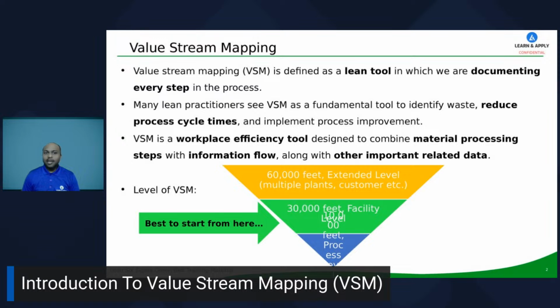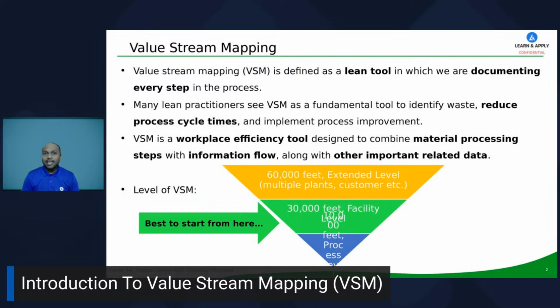Value stream mapping is a great tool. It is also called a lean tool in which we are documenting every step in the process. The process in which we are going to identify the waste and eliminate it in a systematic way. Many lean practitioners see VSM as a fundamental tool to identify the waste from their processes.